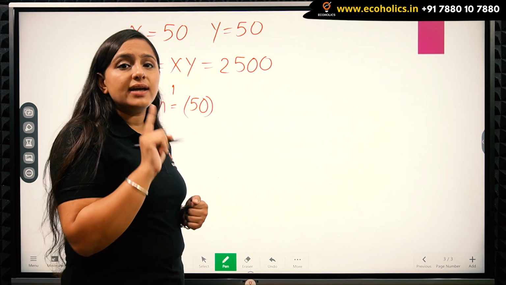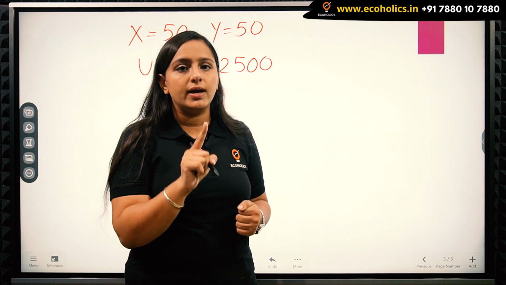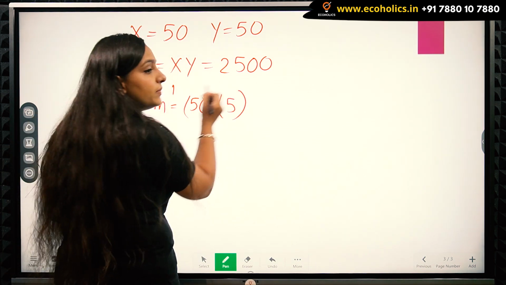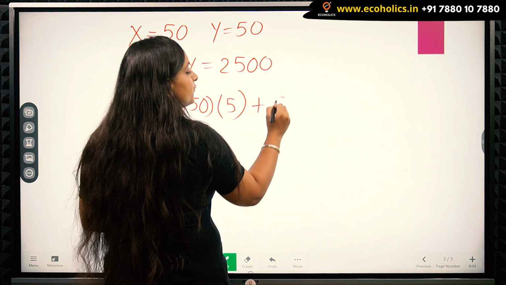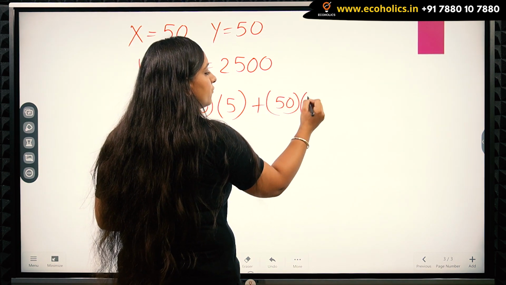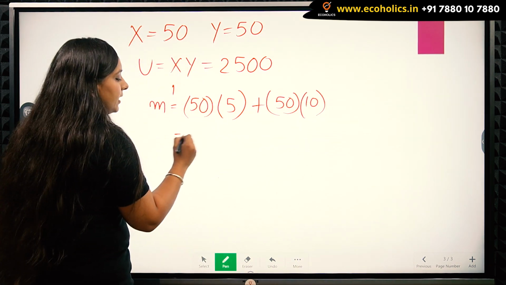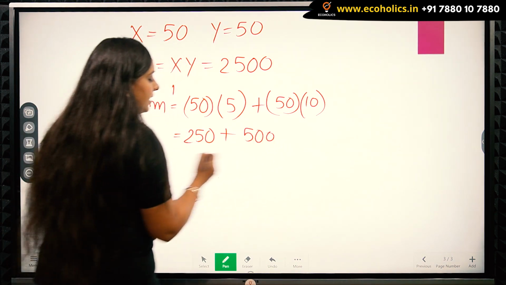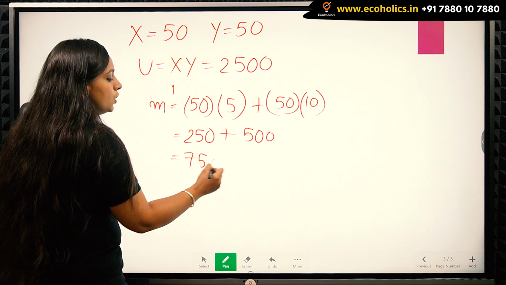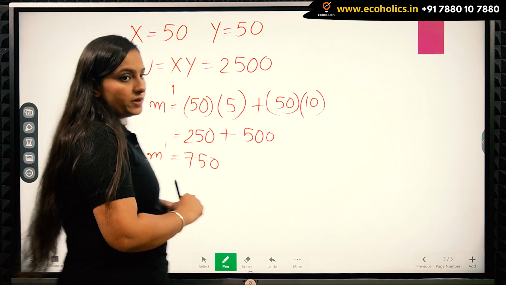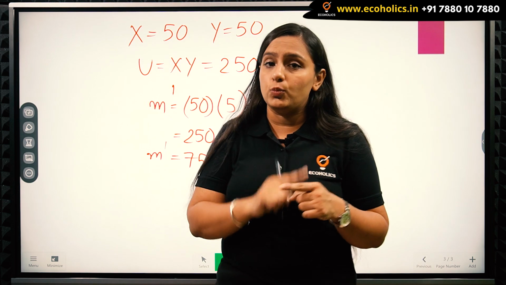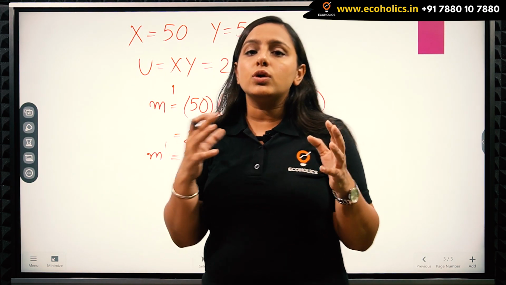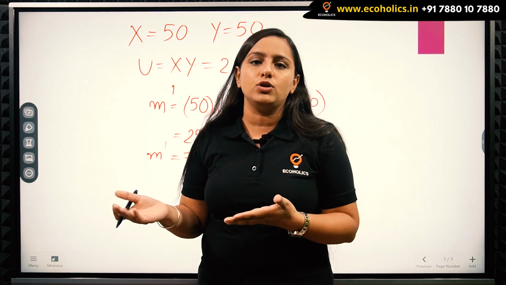But now the price has fallen to 5 per unit and not 10 per unit. So 50 into 5, that's the expenditure I will make on good X, plus 50 units of good Y at the price of good Y, that is 10. So I get 250 plus 500 and I get my income as 750. So now instead of 1000 rupees, I need 750 rupees to maintain the level of utility at 2500, to consume 50 units of good X and 50 units of good Y.